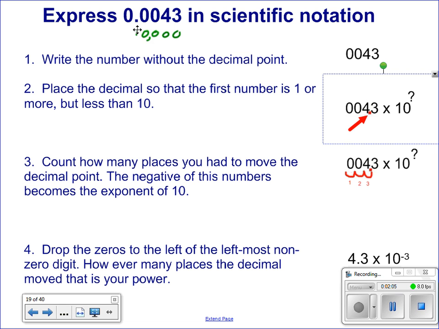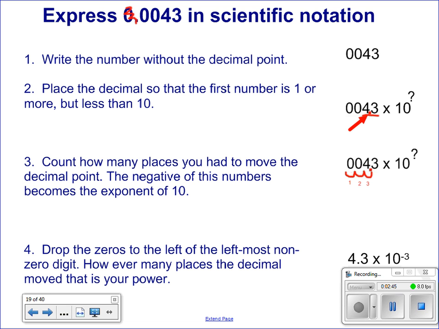So we're going to first off write the number without the decimal. We also dropped the 0 in front of the decimal here. We got rid of the number and the decimal in front here. So we have 0043. We're going to place the decimal so the first number is 1 or more but less than 10. That was our definition, a number between 1 and 10. So I'm going to put the decimal right here. So I have 4.3, between 1 and 10.